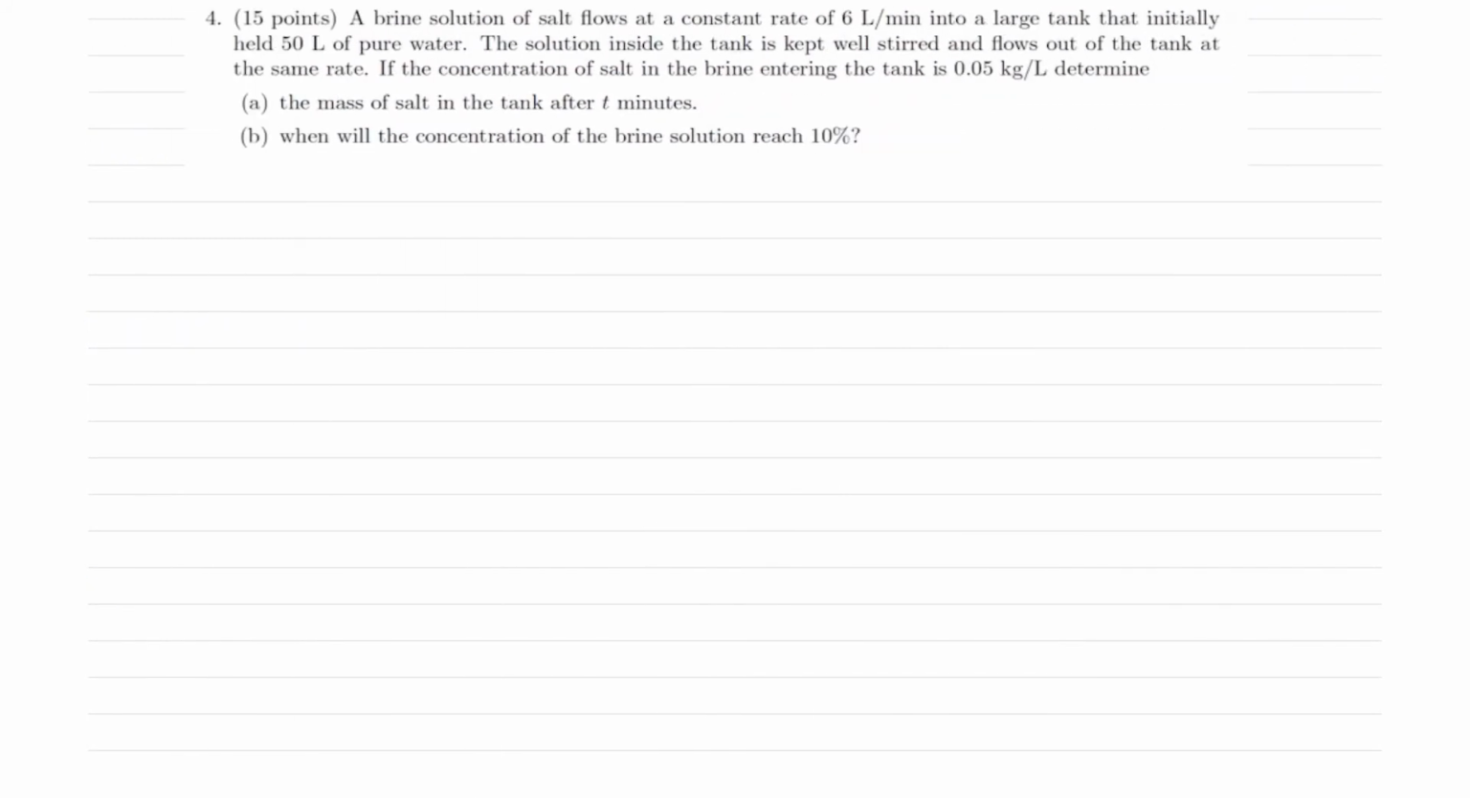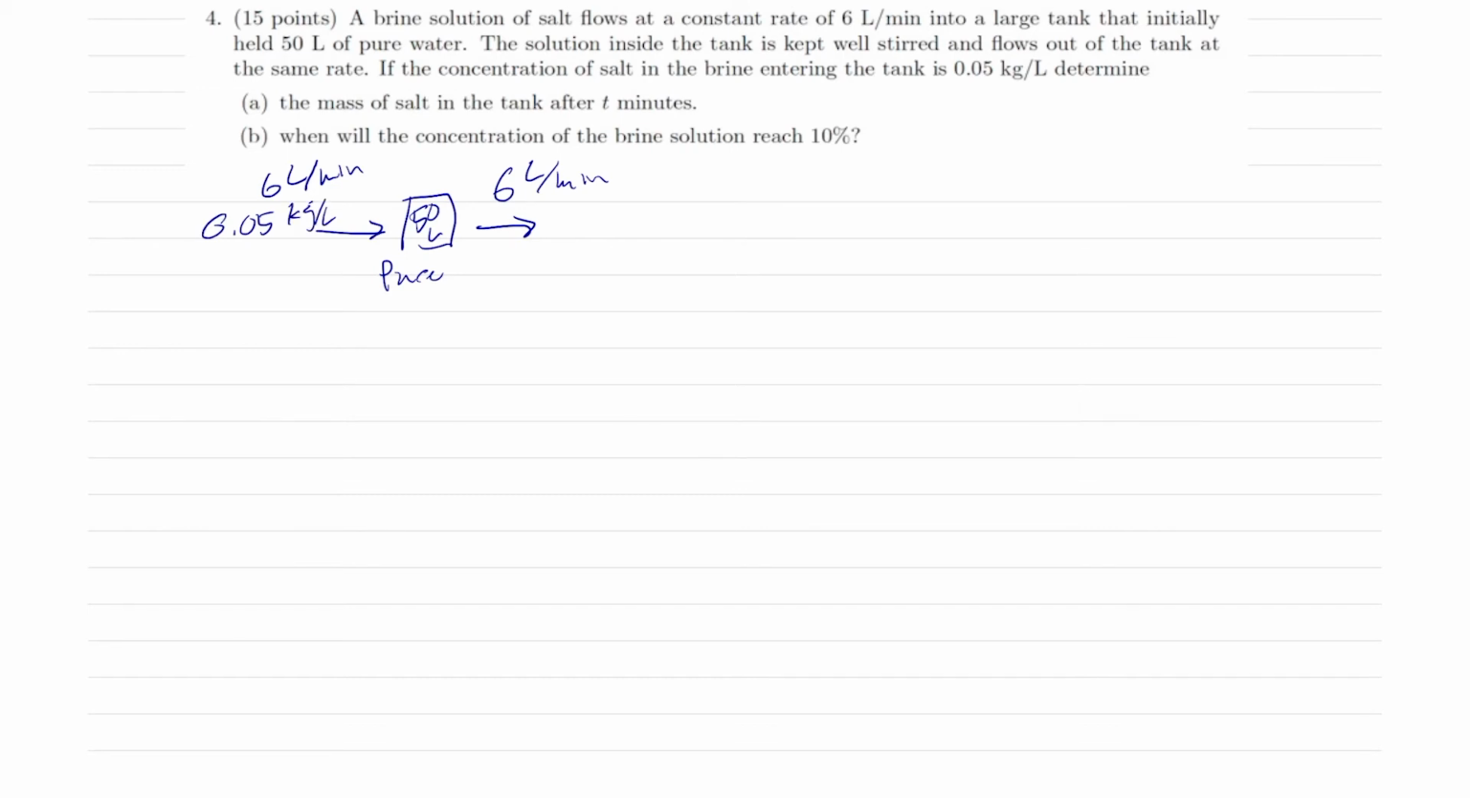All right, next one. Brine solution of salt flows in at a constant rate of 6 liters into a large tank that initially held 50 liters of pure water. So 50 liters, and here we have an in rate of 6 liters per minute, and an out rate of the same, 6 liters per minute. And this was pure water in the beginning. The solution in the tank is well stirred, and the concentration of salt in the brine entering the tank is 0.05 kilograms per liter.